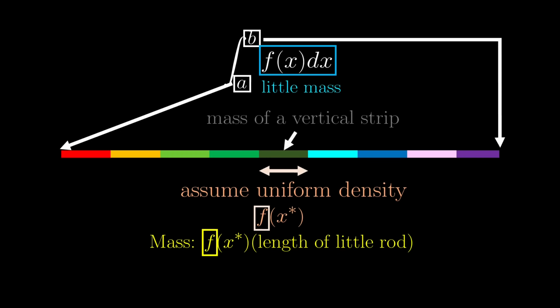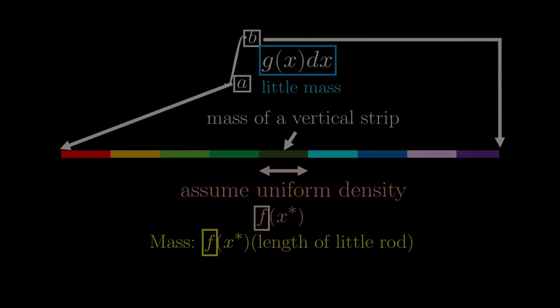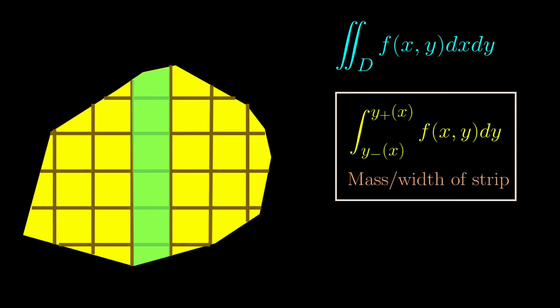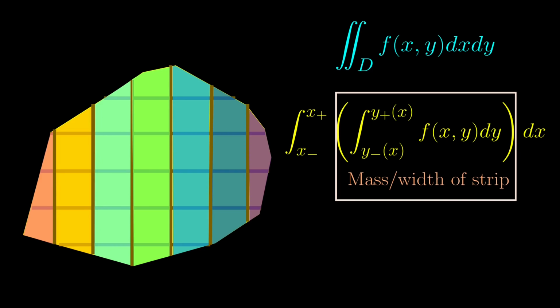Essentially, each little rod contains the mass of an entire vertical strip, so we integrate g of x to find the mass accordingly. To summarize, to compute this integral, we consider each strip first, which is the mass per unit width of a strip. Then, we integrate along the horizontal axis.